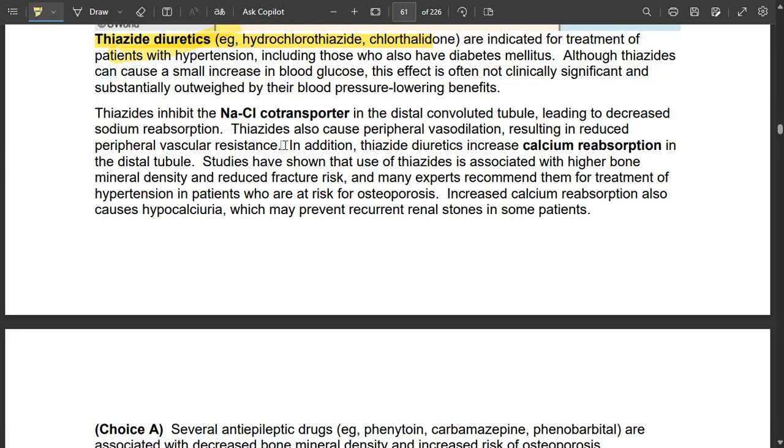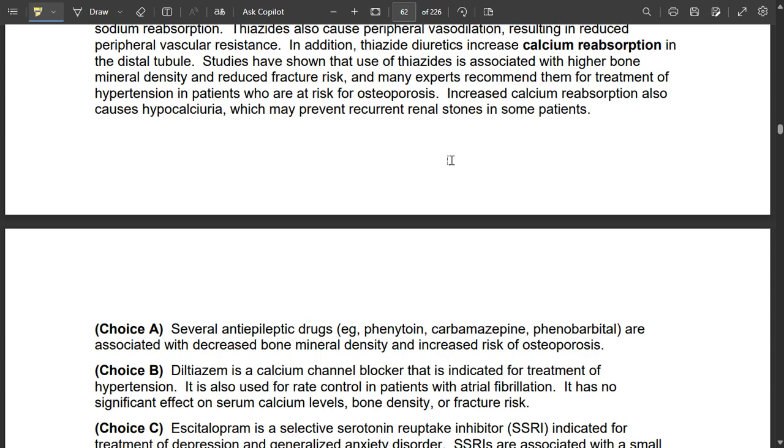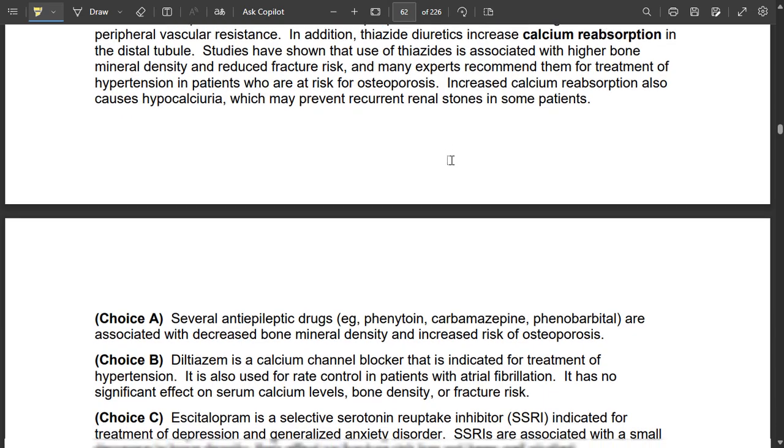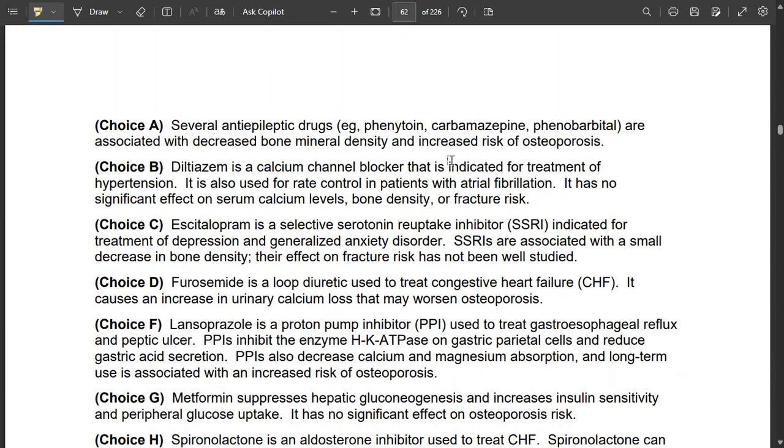So in hypertension, thiazides not only decrease sodium reabsorption but also decrease peripheral vascular resistance. In addition, thiazide also increases calcium reabsorption in the distal tubule. Studies have shown that the use of thiazide is associated with higher bone mineral density and reduced fracture risk, and many experts recommend them for treatment of hypertensive patients at risk of osteoporosis. Increased calcium reabsorption can also cause hypocalciuria, which prevents recurrent renal stones in some patients.